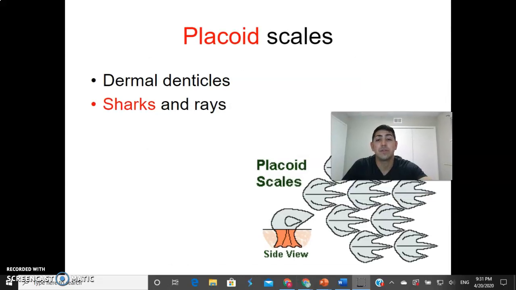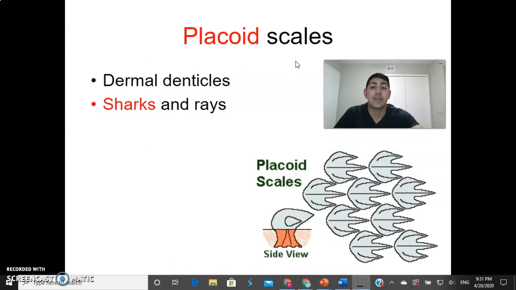So going on to the first type of scale is placoid scales. So we know what these are. Placoid scales are dermal denticles. We learned about these when we were talking about sharks and rays, and they are these right here. They have this little razor-like shape.